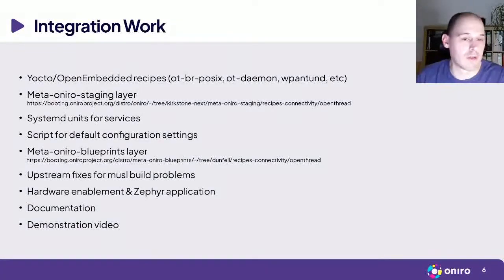We also needed to write some systemd unit files and make sure that all the interdependencies are handled correctly, so that the out-of-the-box experience for this blueprint is nice and working well. Also, we need to do some scripting for the default configuration, again for the out-of-the-box experience, to make sure that all the network settings are set up correctly and OpenThread is set up with all the network keys, so that once started, everything is working smoothly. That is more like integration work sitting in a different layer, Meta ONIRO blueprints, where we do the integration work for the blueprint.